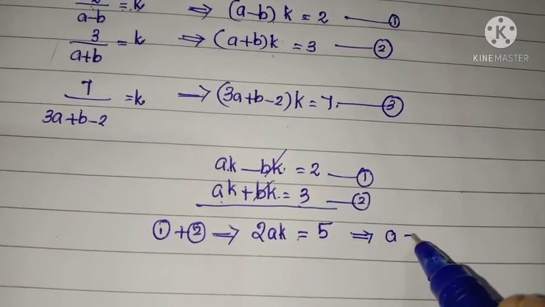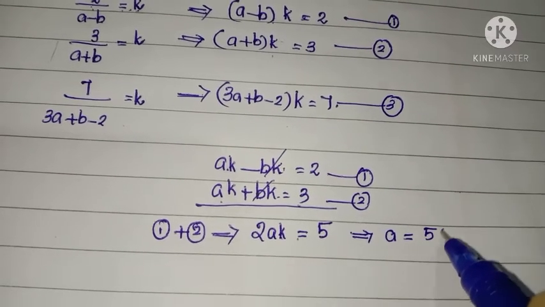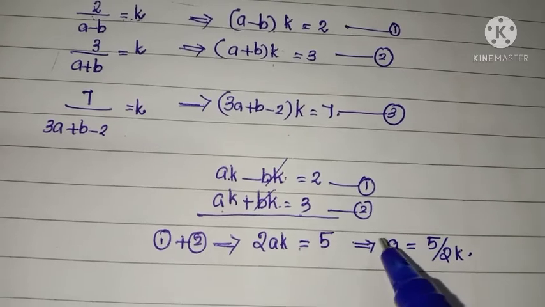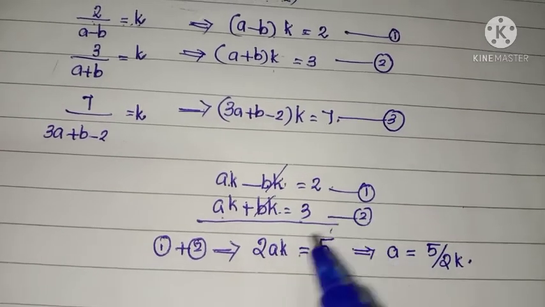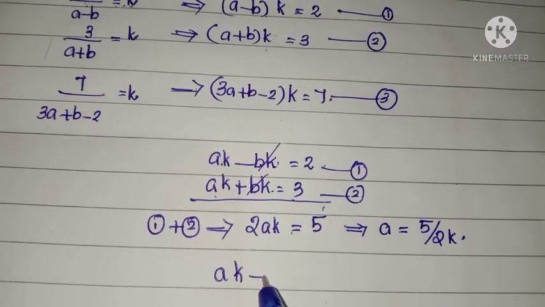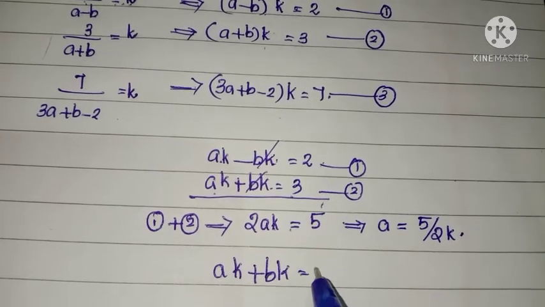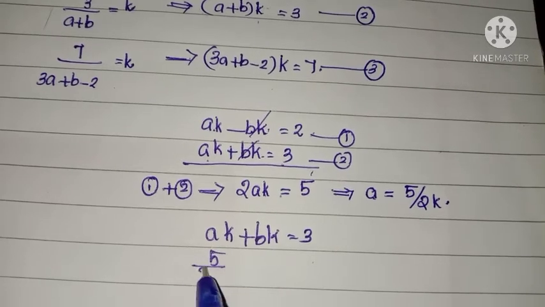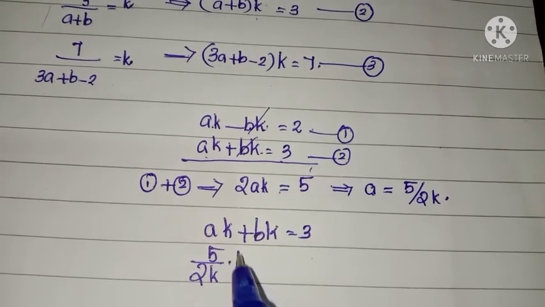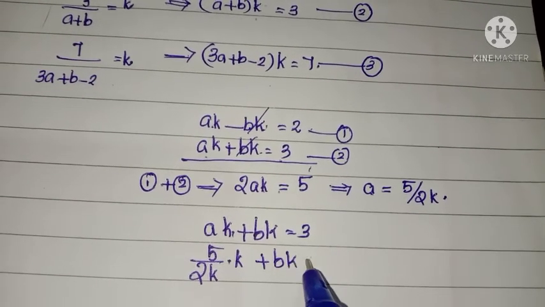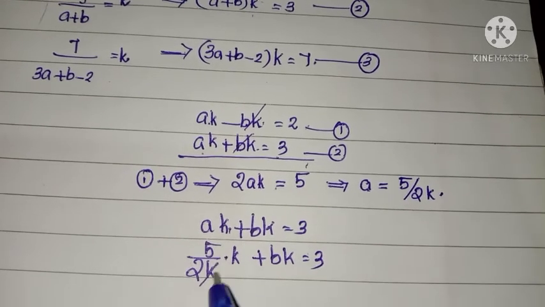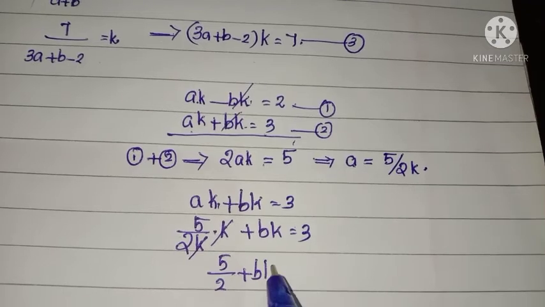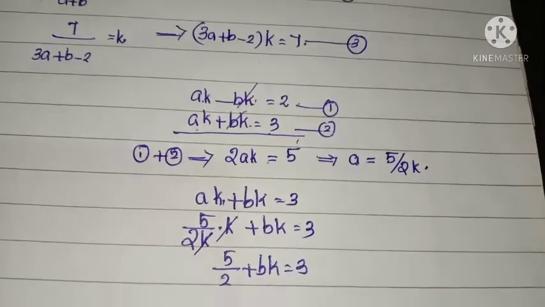So what is a? a is equal to 5 by 2k. Okay, 5 by 2k. Put this value in one of the equations. Suppose ak plus bk is equal to 3. Put a is equal to 5 by 2k into ak plus bk is equal to 3. Here we can cancel this k. 5 by 2 plus bk is equal to 3.